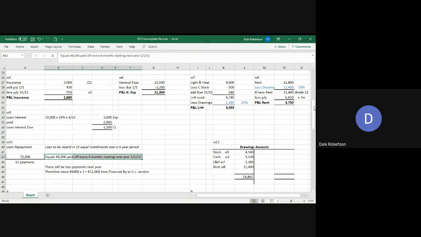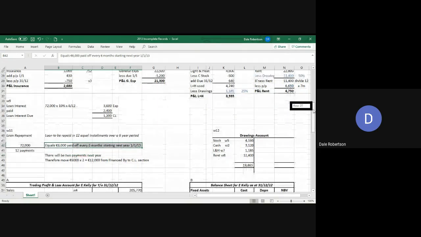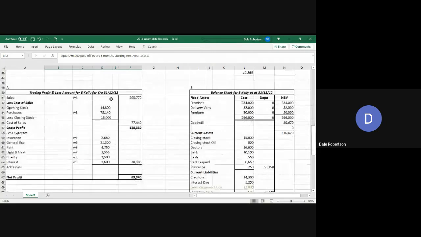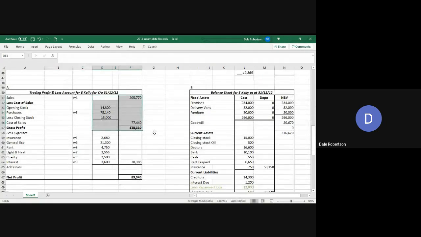The drawings is always the last working, so therefore we can go and do the actual accounts. Now in here, this is all exactly the same as we've looked at before. So your gross profit is 1,283.30. Everything straightforward. One thing to note here: the closing stock is just the 15,000. We do not include the stock of heating oil.